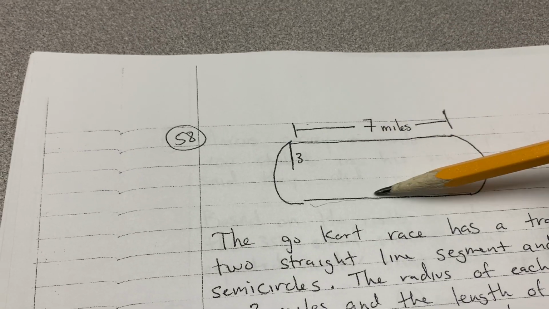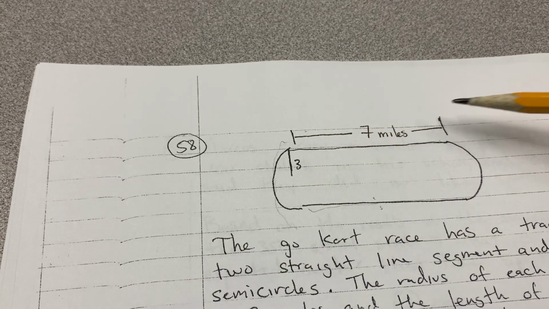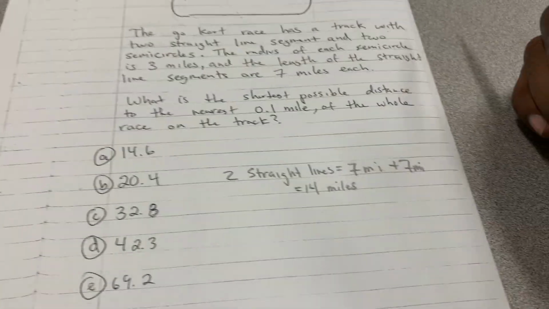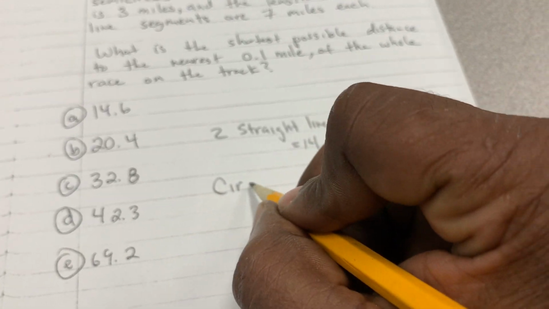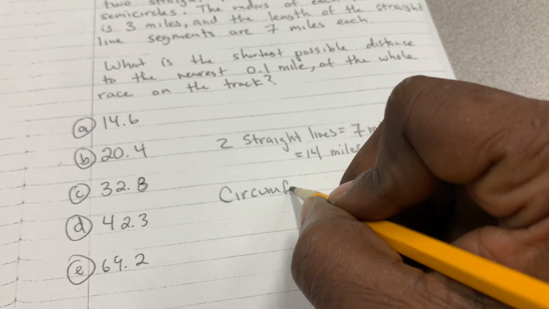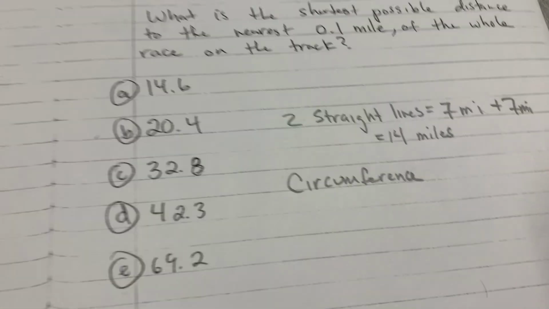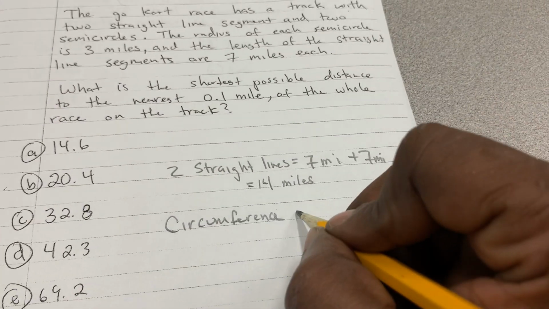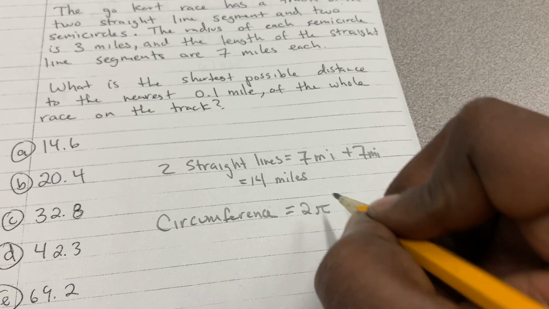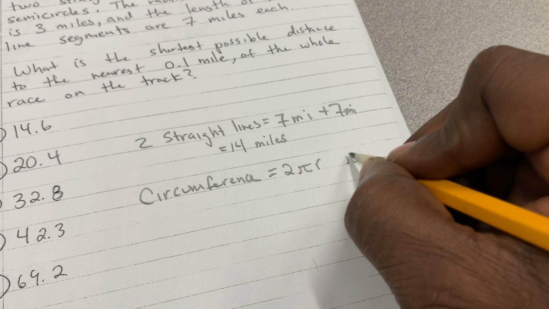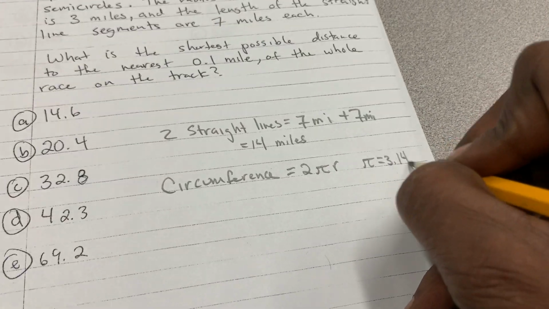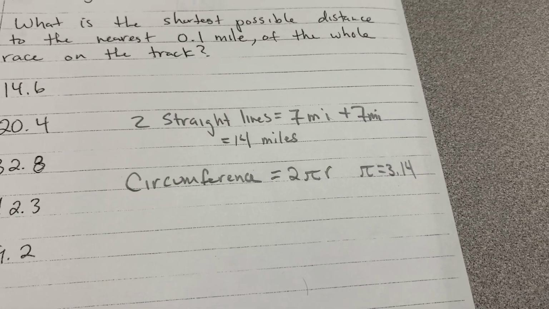Okay? Now, since we did the 2 straight lines up here and here, now we have the 2 semicircles, which makes a whole circle. Anytime you're trying to find the length of the outside of a circle, it's called the circumference. The formula is going to be 2 pi times radius. And I want to let you know pi is always equal to 3.14, okay?